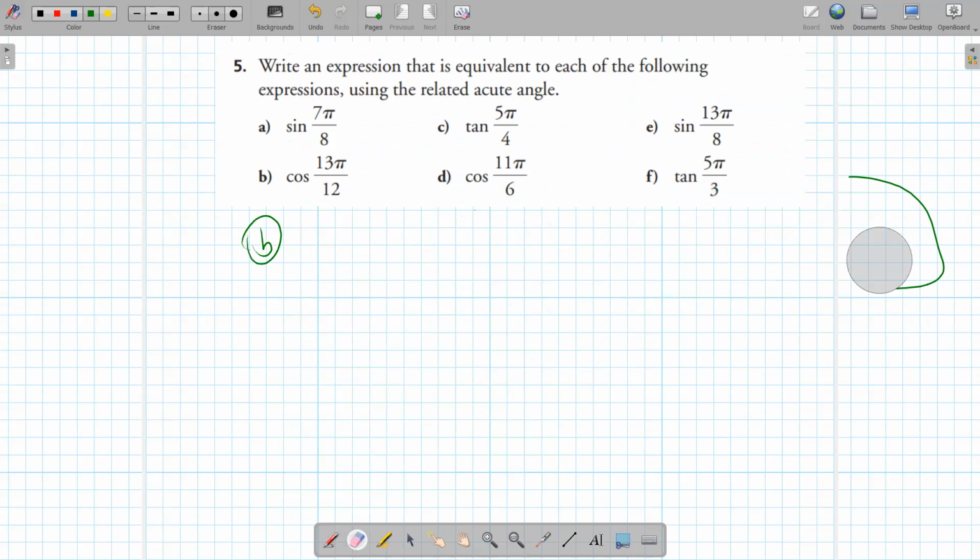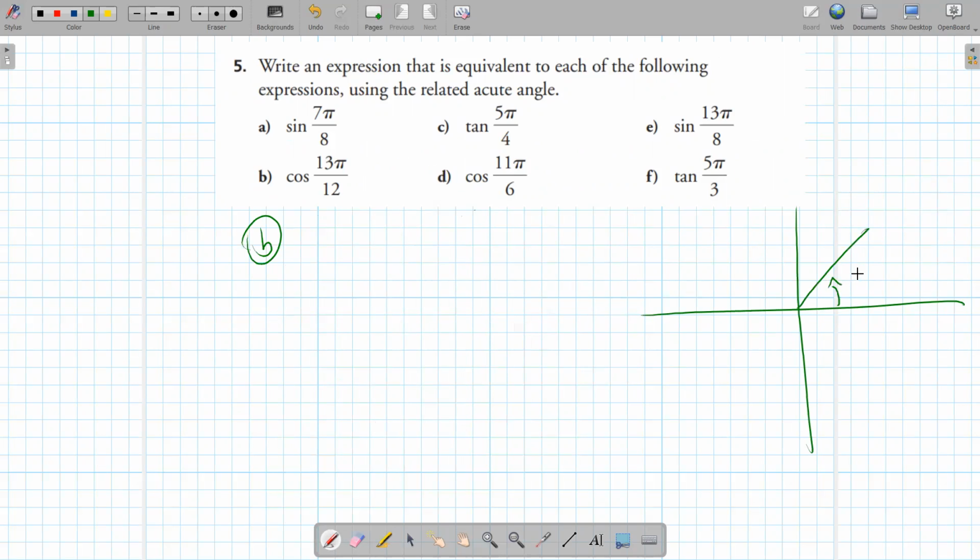So here, this is a rubric for the related acute angle. Theta represents the principal angle. In quadrant 1, theta is alpha. In quadrant 2, alpha is going to be pi minus theta. In quadrant 3, alpha is again the related acute angle, and it's going to be theta minus pi. And in quadrant 4, your alpha is going to be 2 pi minus theta.